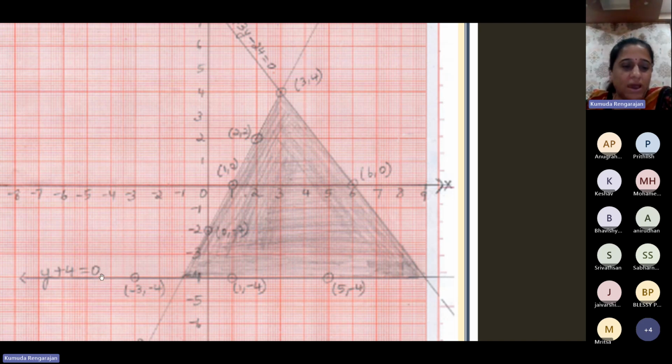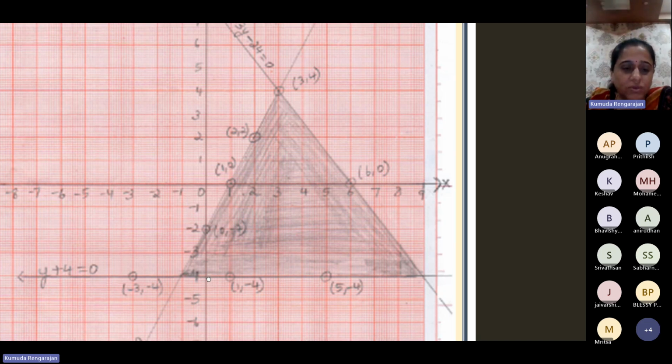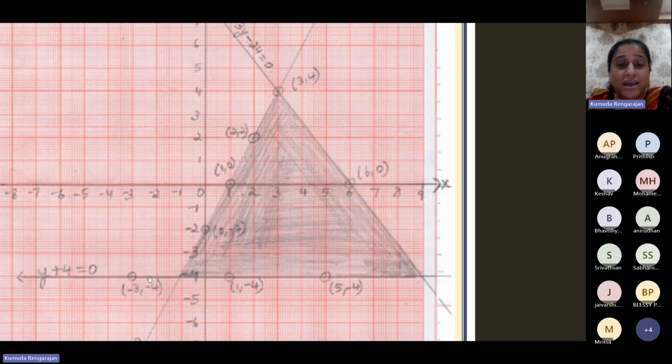So it only has the y-intercept, because it doesn't intersect the x-axis anywhere. It's parallel to the x-axis, so it doesn't meet the x-axis anywhere. And the y-intercept is this point, where the line crosses the y-axis. This is the y-intercept, 0 comma minus 4.